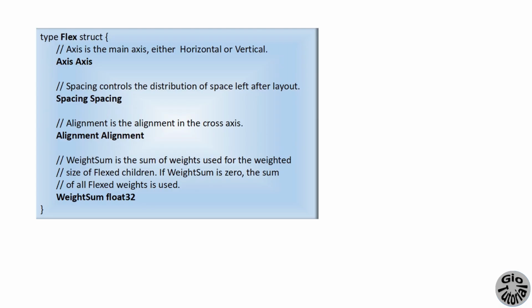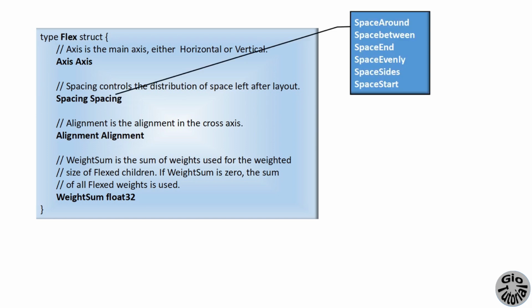The first one is axis, which we used many times in the previous videos. As you know, the values that this parameter can take are horizontal and vertical. The second one is spacing. This parameter tells Gio what to do with the leftover space and thus how to pack children. The values for this parameter are SpaceAround, SpaceBetween, SpaceEnd, SpaceEvenly, SpaceSides, and SpaceStart.